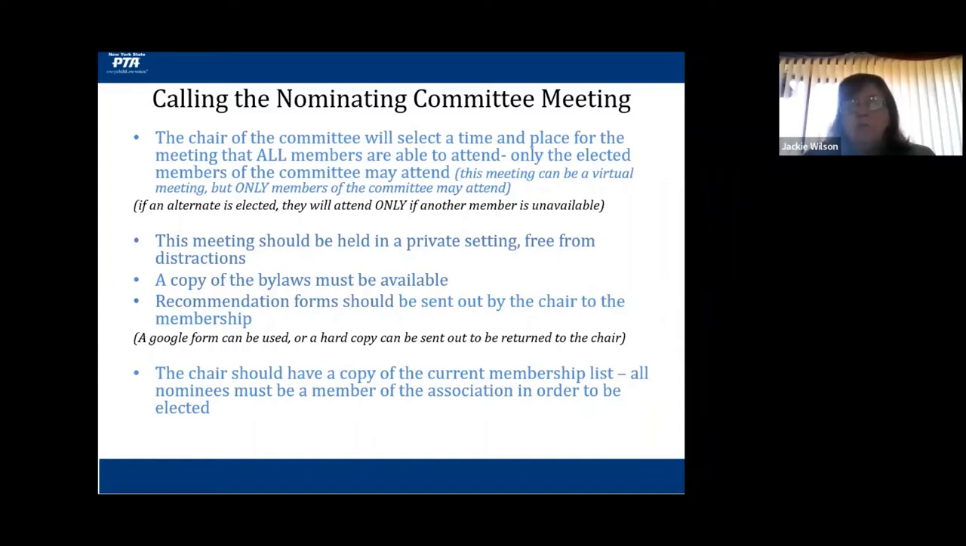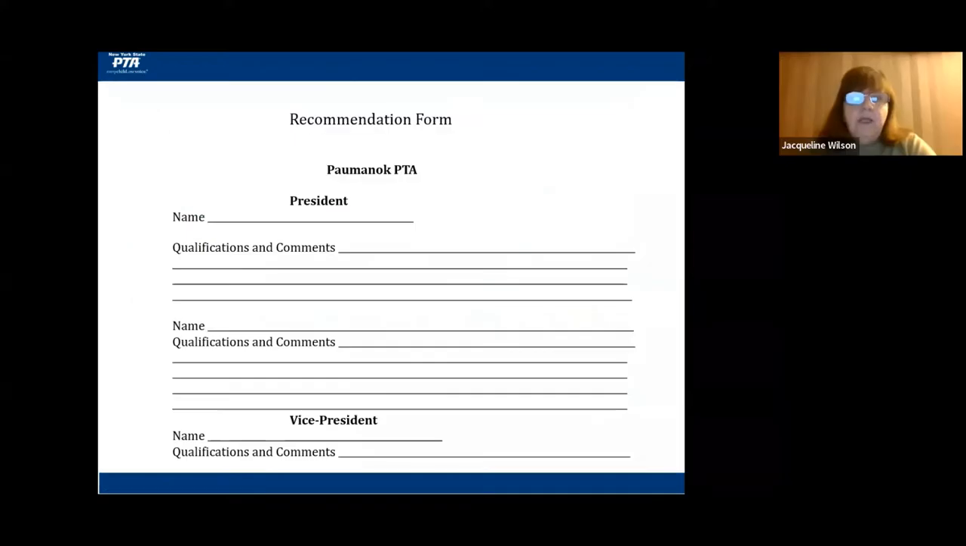And certainly the chair should have a current copy of the membership list because all nominees must be a member of the association in order to be elected. Here's a sample recommendation form you could use.